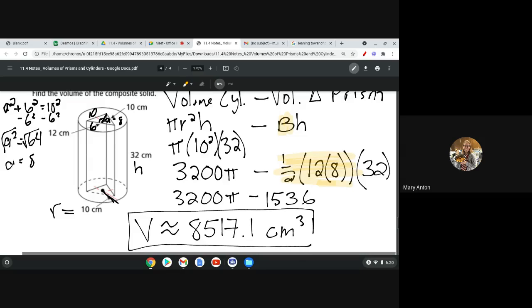So for composite solids, figure out if you need to add or subtract a solid from another one. So if you've got a hole in a solid, then you'll have to subtract, and then find the volume of each solid, and then subtract or add them, depending on the situation of the problem.